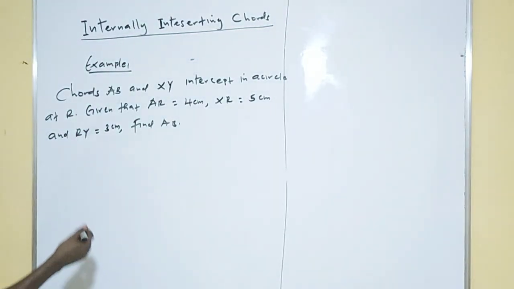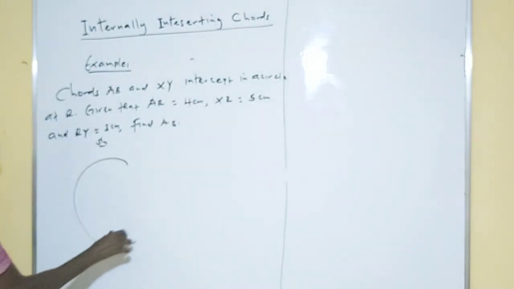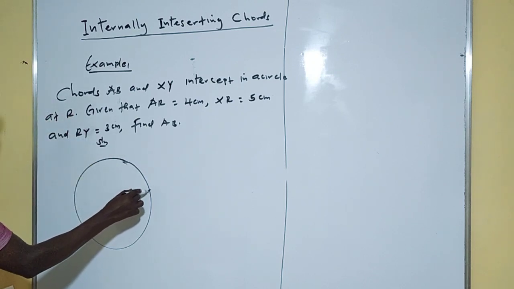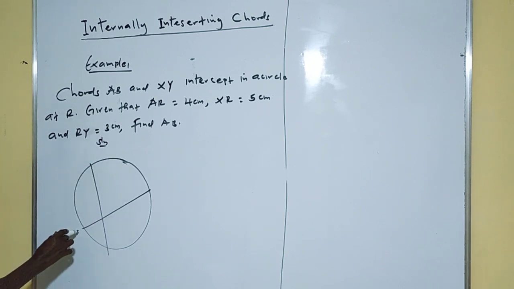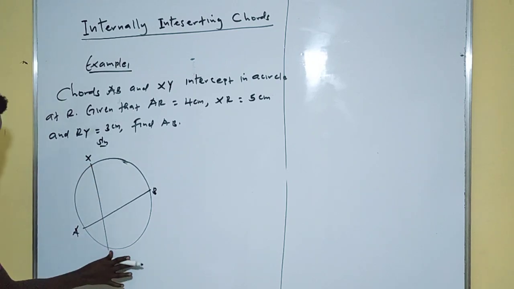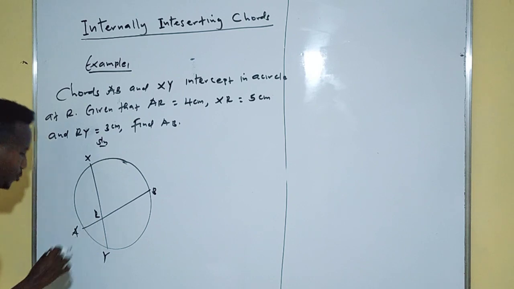Then what you are going to do is draw the circle. Coming to the solution, let's assume this is the circle. Then you are told chords XY and AB, so let's say these are the two chords. We have AB and XY. You are also given information: they intersect at point R. So this is the point of intersection, R is this point.